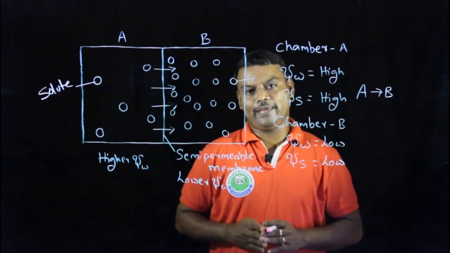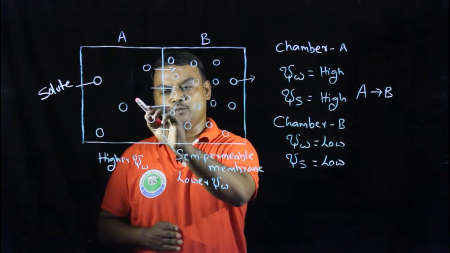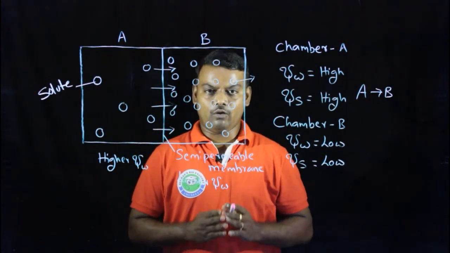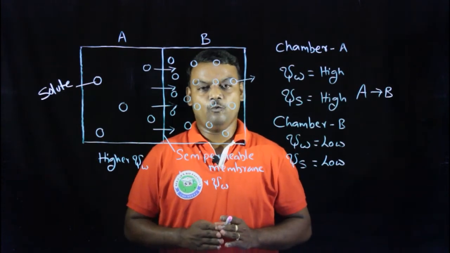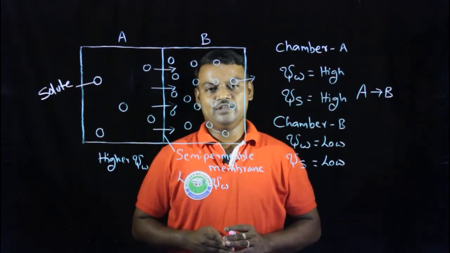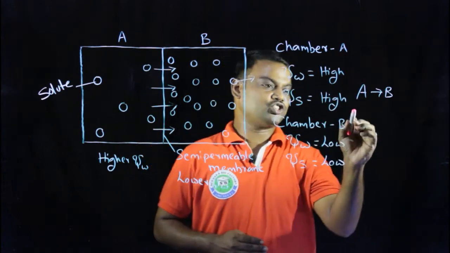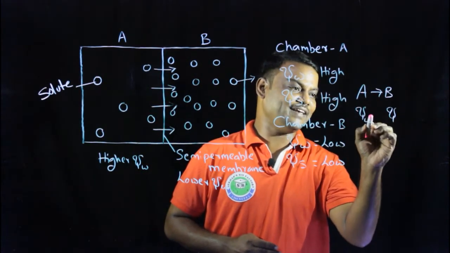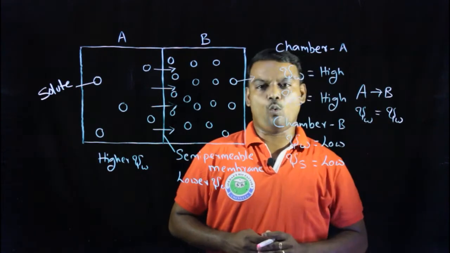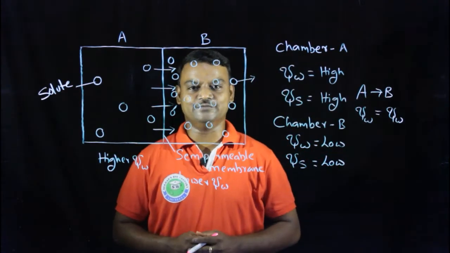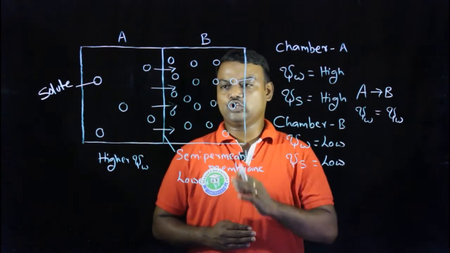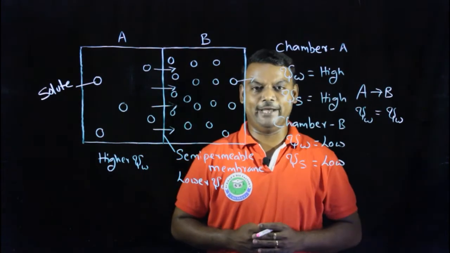At the time of equilibrium, when the water moves from chamber A to chamber B, the net movement always takes place until it reaches equilibrium. So at equilibrium, both chamber A and chamber B have equal water potential value. So it is the mechanism of osmosis through a semi-permeable membrane.